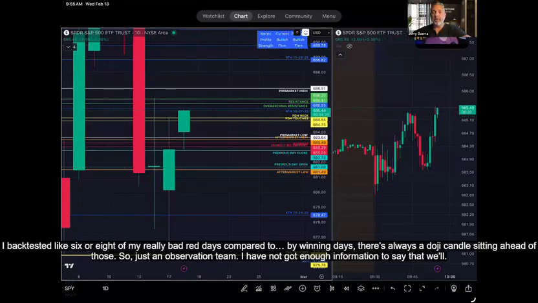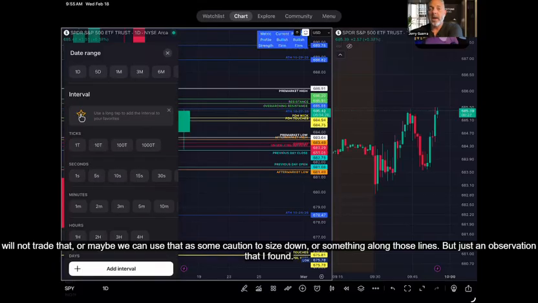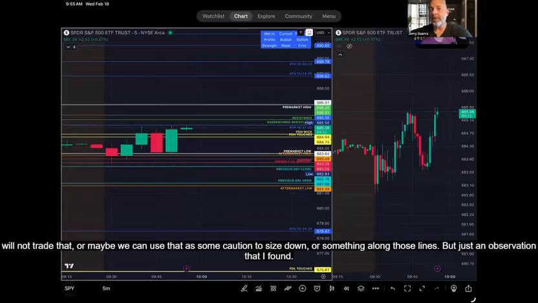So just an observation, team. I have not got enough information to say that we won't trade that, or maybe we can use that as some caution to size down or something along those lines. But just an observation that I found.